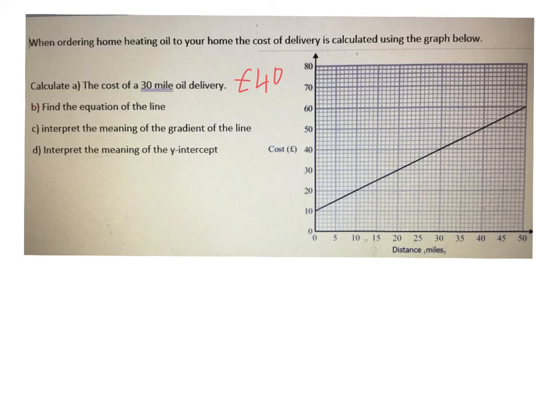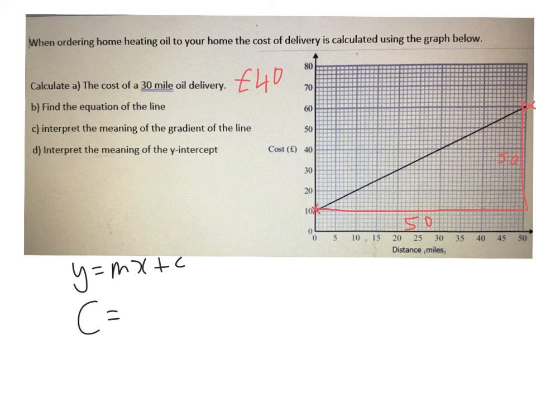Part B, find the equation of the line. Well, it's a straight line, so it'll be y equals mx plus c. The y is the y-axis, in this case is a cost, so we're going to have to call that c. The m is going to be the gradient of that line, so we're going to have to work out how steep it is. Let's pick 2 points, and I'm going to go right to the edges, go right across a distance of 50, and up from 10 to 60, which is also 50.